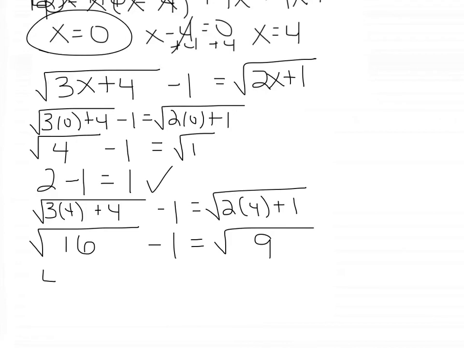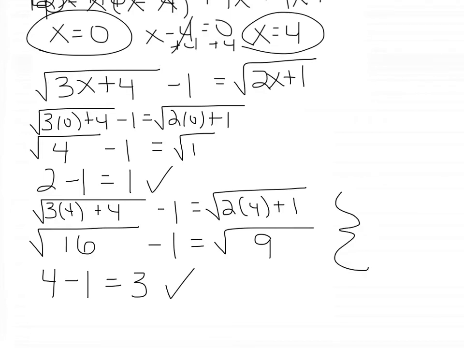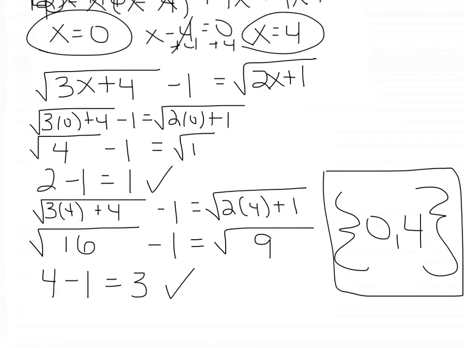Square root of 16 is 4. Square root of 9 is 3. Is 4 minus 1 equal to 3? Yes, it is. So x equals 4 is also a good answer. So in this set, we're actually going to be able to write two numbers, which is nice. So your answer is 0, 4.